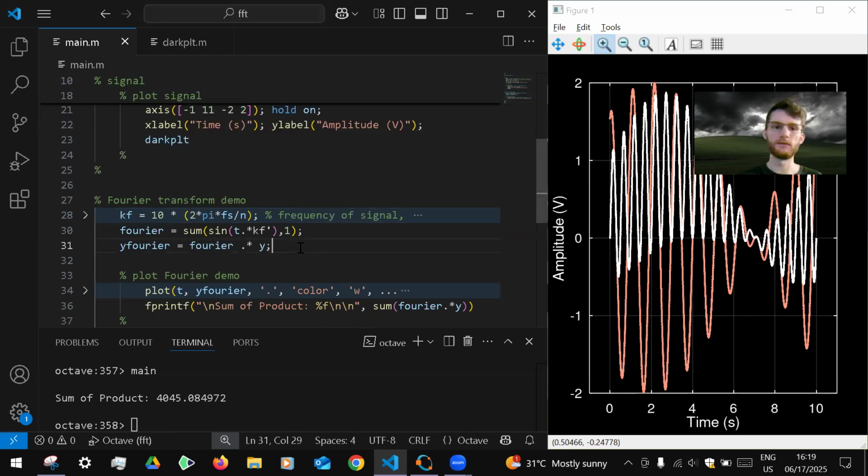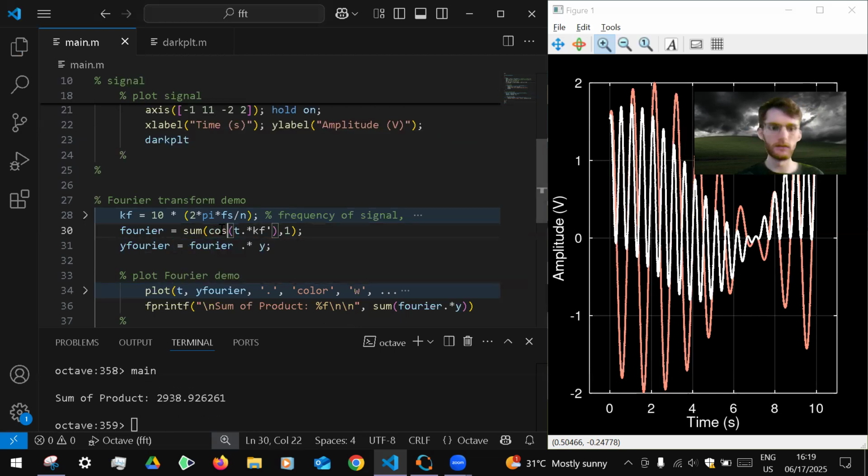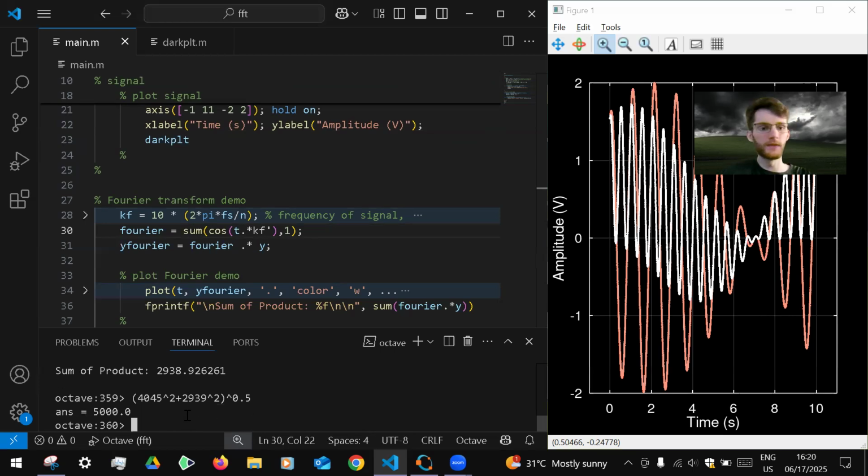4,045. And if I do this again with a cosine wave instead, now it is 2,939. And if I do 4,045 squared plus 2,939 squared, and I do the square root, or to the power of 0.5, I should get exactly 5,000. So now we don't have to do that whole test of a bunch of horizontal shifts. We just have to do sine, cosine, and now we know what the maximum alignment is.